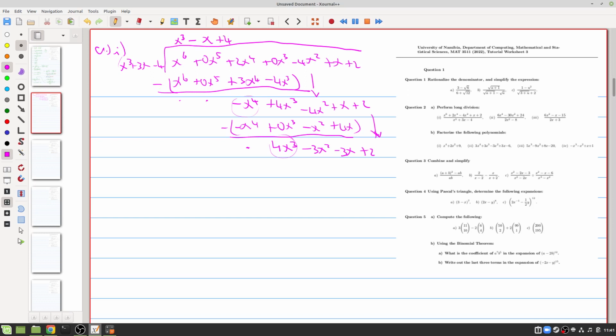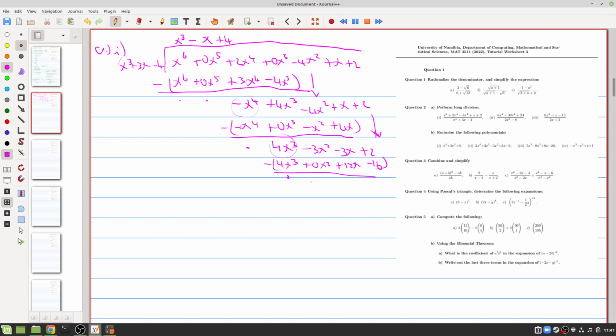And then we multiply the 4 back in. So that gives us 4x cubed. 4 times 3x is 12x. So that has to go underneath the x's. And then 4 times negative 4 is negative 16. So we have 0x squareds. And we subtract. That's nothing.